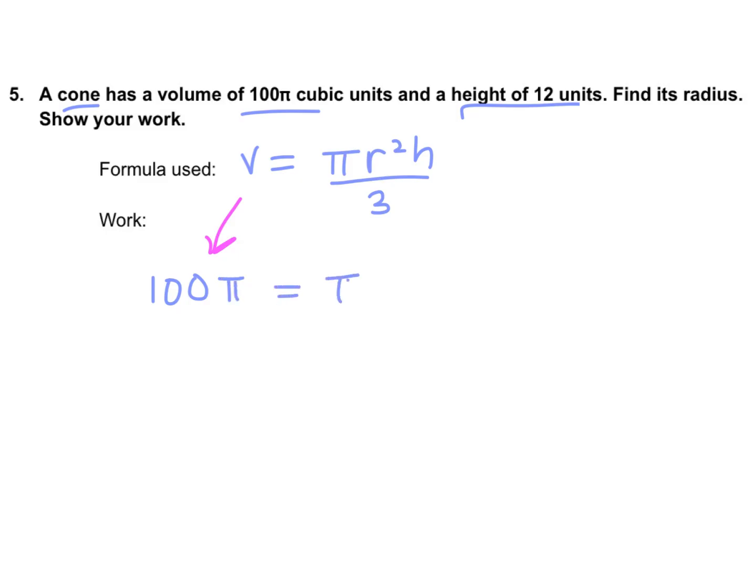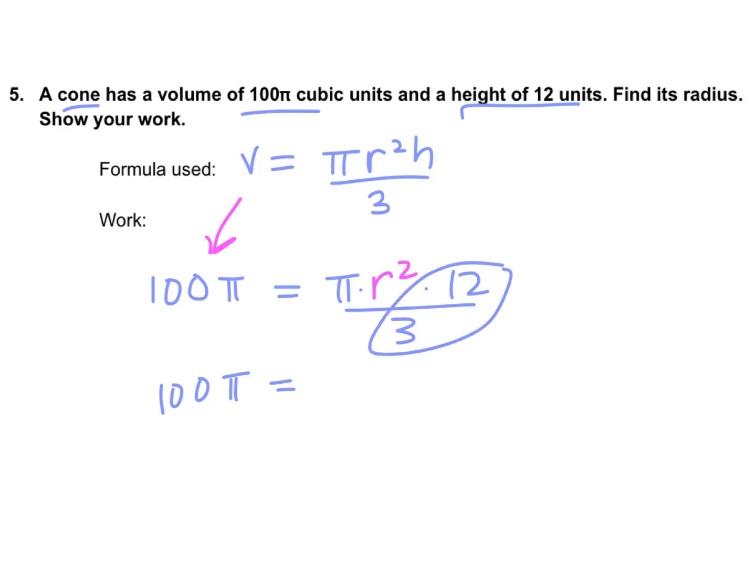Okay, so pi over here. We're looking for the radius squared, so I'm going to put that in. Radius squared we're looking for. And we do know that the height is 12, and we're going to divide that by 3. Okay, so I'm going to simplify on the right side of the equation. I'm going to just leave the pi symbol, but do 12 divided by 3, which is 4.